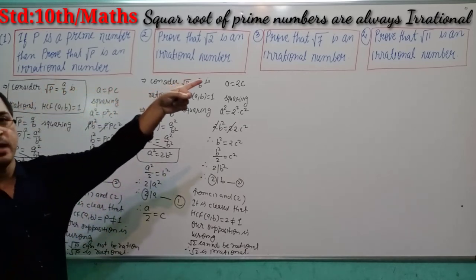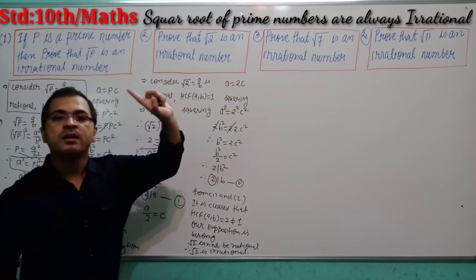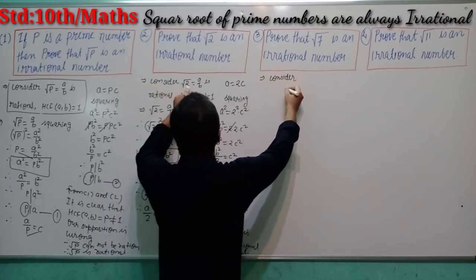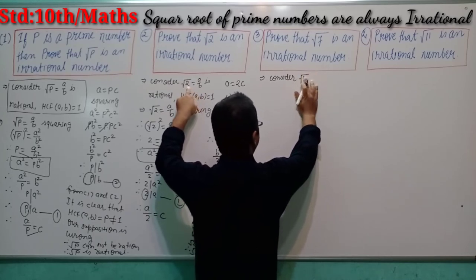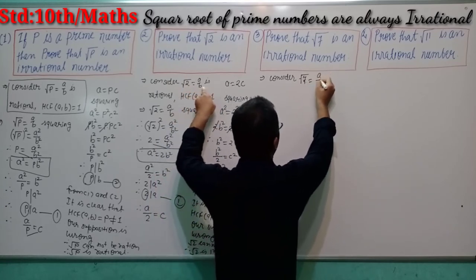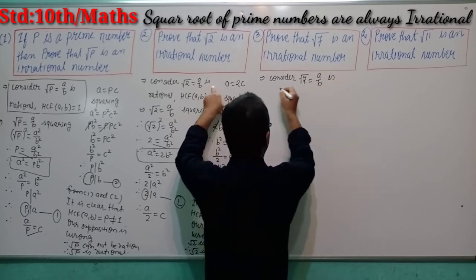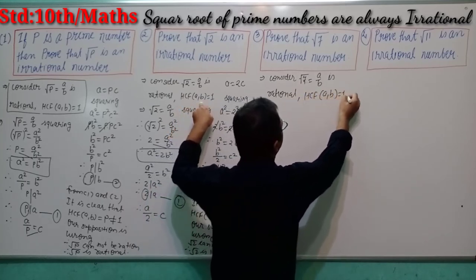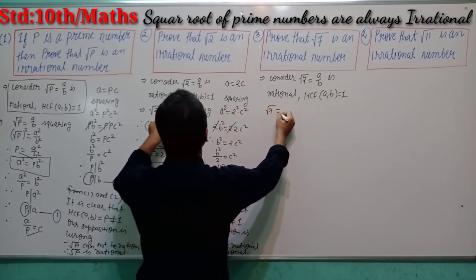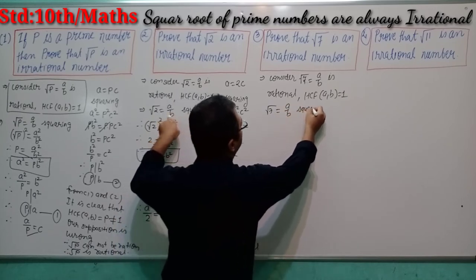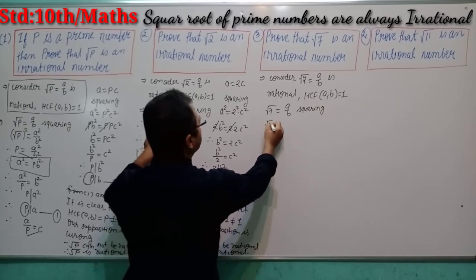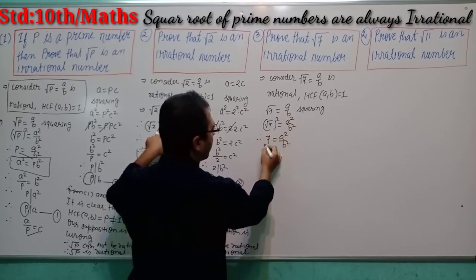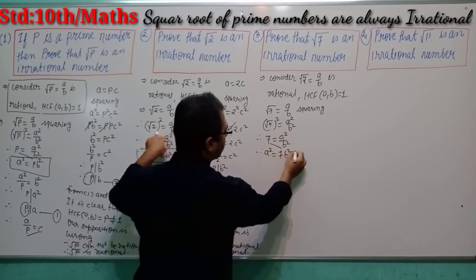So in place of P, what you have to write over here? 7. Otherwise in place of root 2, what you can write? Root 7. Okay, so consider root 7 is equal to A by B, rational, right? It means HCF of A comma B is equal to 1, right? Now squaring over here, what are we getting? Root 7 whole square, A square by B square. So 7 is equal to A square by B square. So what will be the value of A square? 7B square, right?